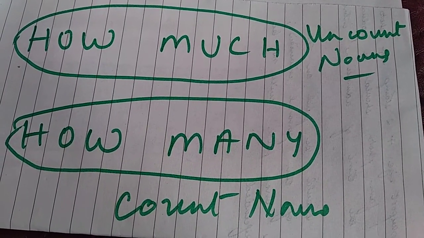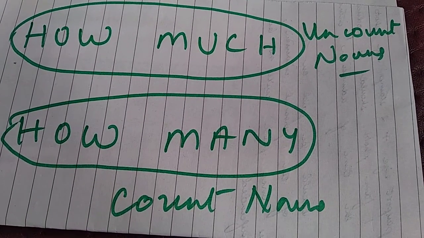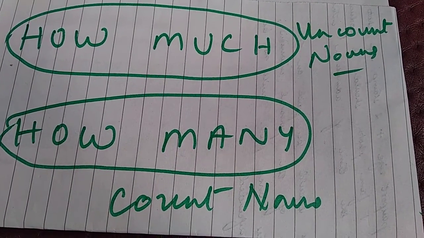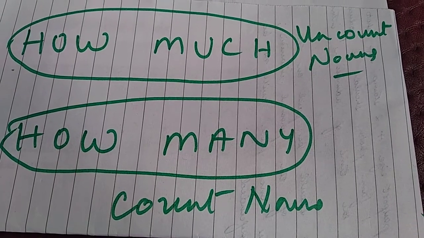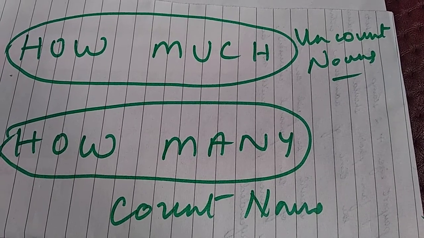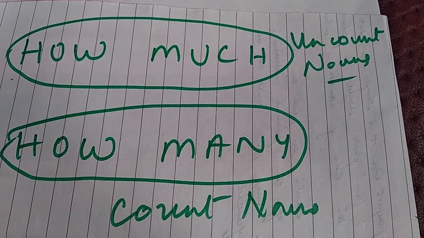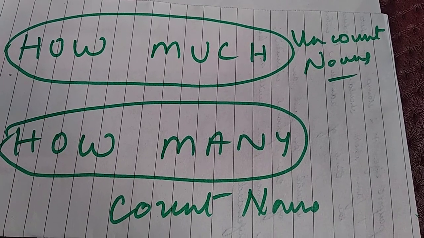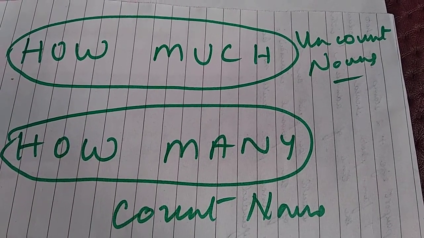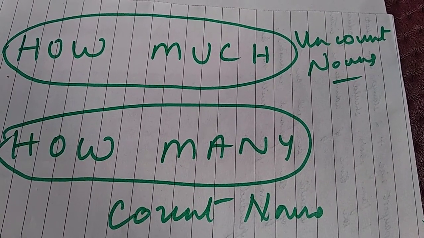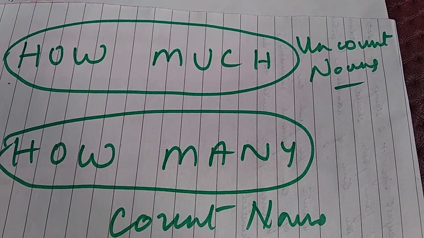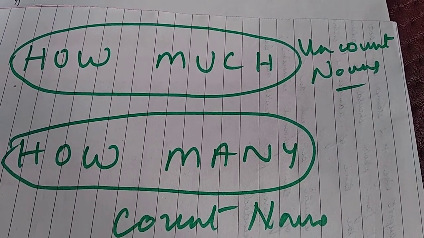Count nouns are the nouns that can be counted. Girls, for example, you can count the number of girls in your class. Boys, desks. So these are count nouns, the nouns that can be counted. And uncount nouns are the nouns that cannot be counted. It can be counted in its unit of measurement, like sugar. You cannot count the granules of sugar one by one, but you can count the number of teaspoons or packets. So these are uncount nouns.